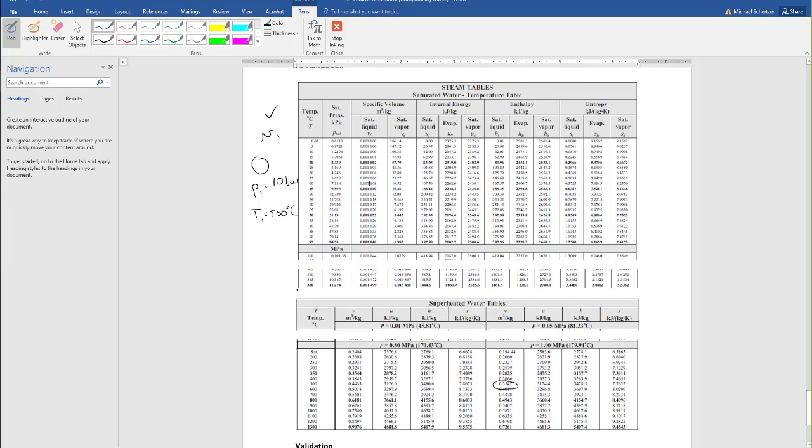At state 2, I know that the pressure is 8 bar and that the temperature is 400 degrees Celsius. So 8 bar is 0.8 megapascals and 400 degrees Celsius is right here. So this is V2. So I have values for V1 and V2. Now the next one's a little trickier. State 3, we know that the quality is equal to 0.9 and the temperature is equal to 90 degrees Celsius. So now I'm going to find my rho for 90 degrees Celsius.